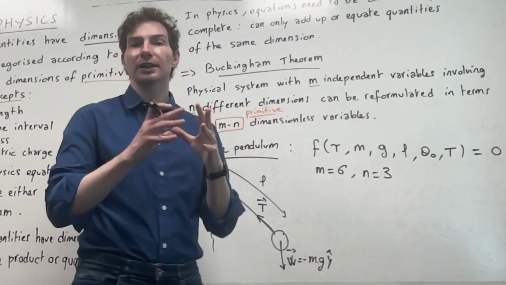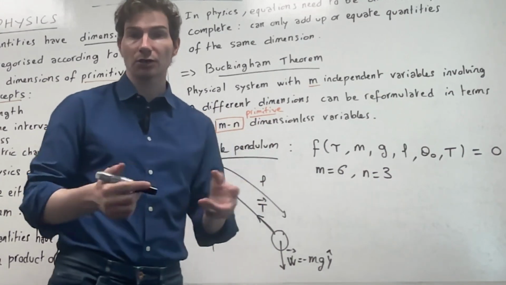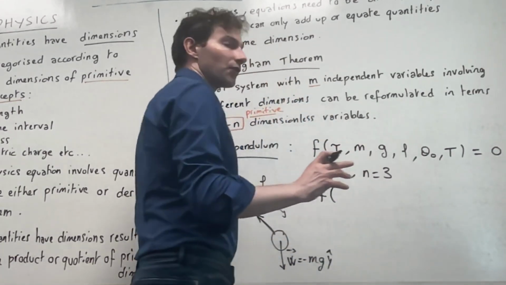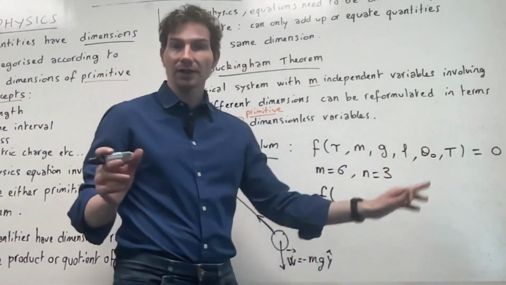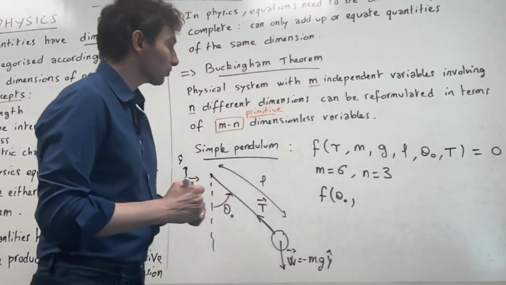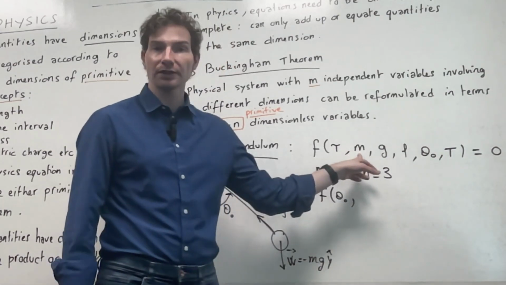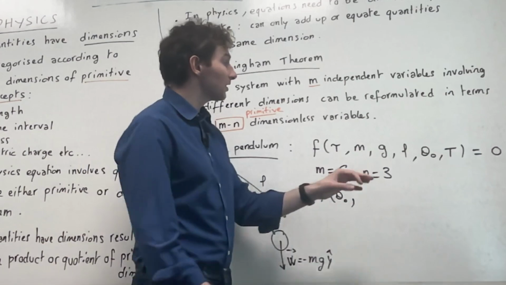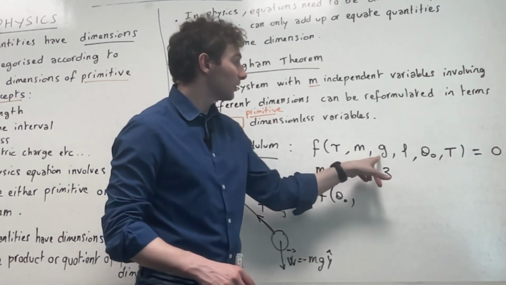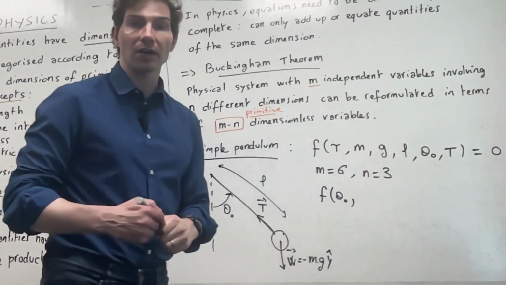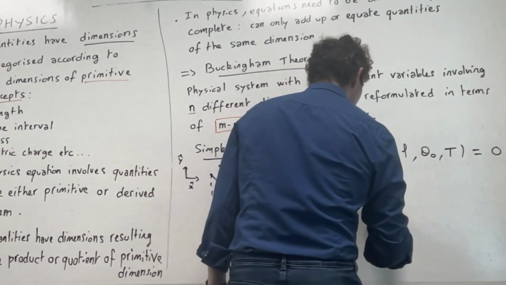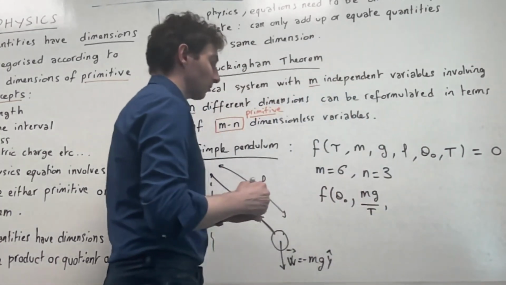So now I need to check how I can combine things together so that I get dimensionless quantities. It means I can reformulate that as a function of the things that are dimensionless. So theta 0 I know is dimensionless, so I've got theta 0 here. Then how do I form something dimensionless with the mass, for example? It's not that straightforward, but I know that if I multiply m times g, and then divide by T, I get something dimensionless. So m times g over T is dimensionless.